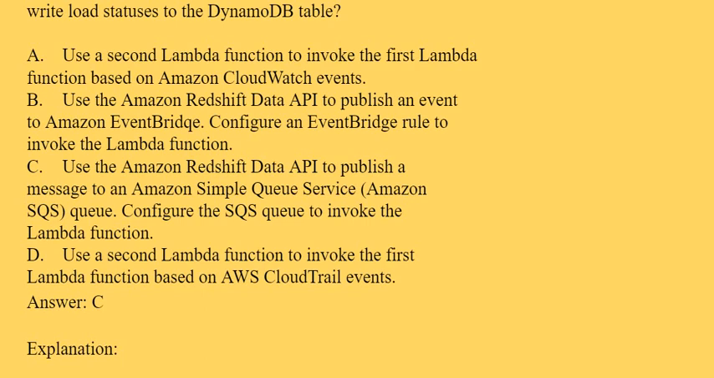Option C. Use the Amazon Redshift Data API to publish a message to an Amazon Simple Queue Service, Amazon SQS, queue. Configure the SQS queue to invoke the Lambda function. Option D. Use a second Lambda function to invoke the first Lambda function based on AWS CloudTrail events. Correct answer is option C.